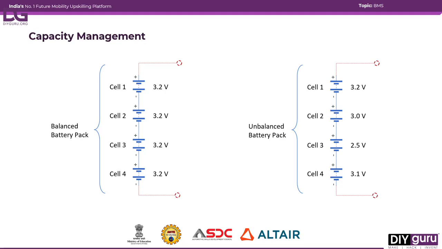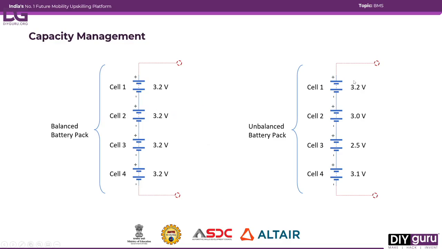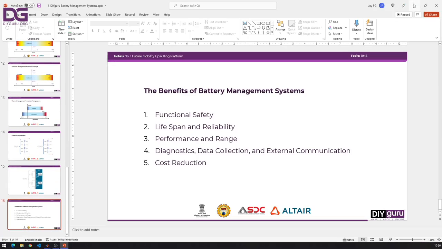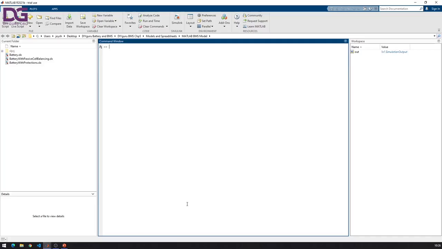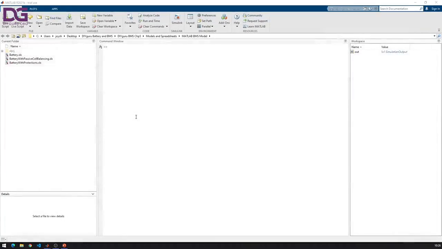So there comes in the picture of cell balancing, right? What BMS will do is use a discharge resistor, and the excess voltage of cell 1 will get converted into heat and then dissipated via the thermal management system, right? So we are going to model the same control system in MATLAB, and we will see how this whole thing works. I'll just quickly launch MATLAB and then Simulink. We will create a blank model.